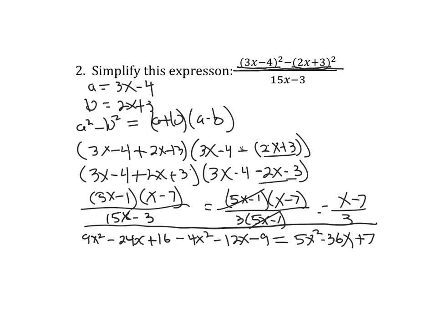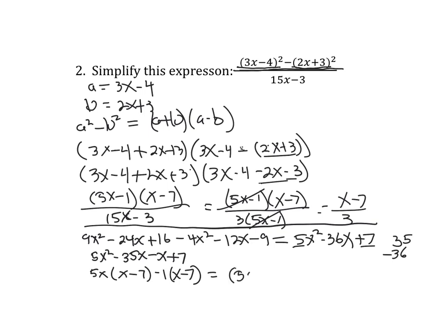Now this can factor because we're looking for two numbers that multiply to 5 times 7, or 35, but add to negative 36, and so that's going to give us negative 35 and negative 1, so we end up with 5x squared minus 35x minus x plus 7, which gives us 5x times (x minus 7) minus 1 times (x minus 7), which is equal to (5x minus 1) times (x minus 7).